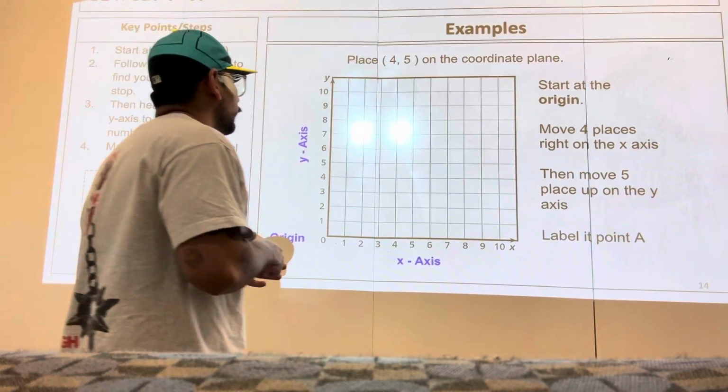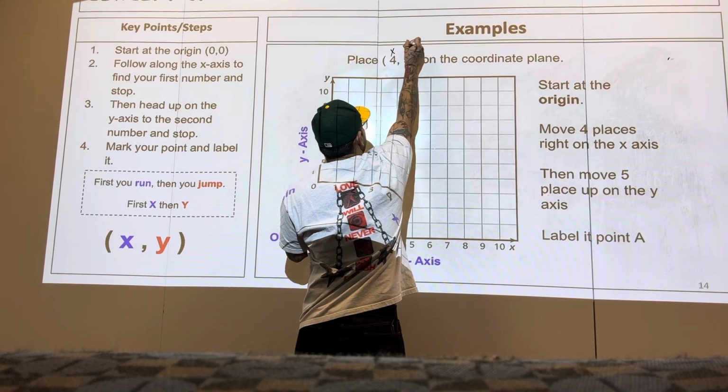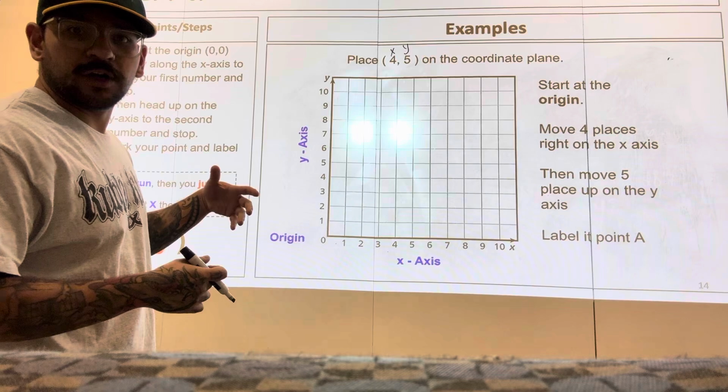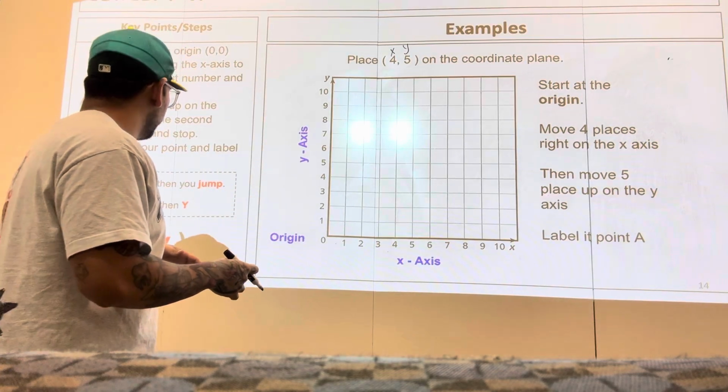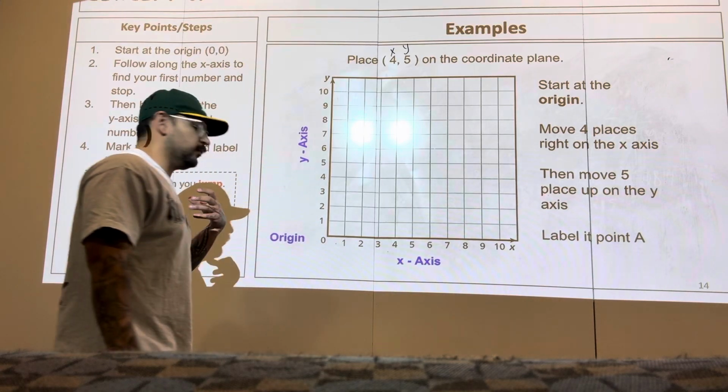Now that we kind of know what an ordered pair is, we know that when we give our parentheses, our first number is going to be our x and our second number is going to be our y. So we're going to put it on our graph. Well, we need to figure out, where do I put these numbers? The first thing you need to do is start at the origin.